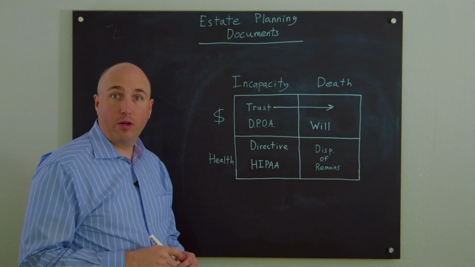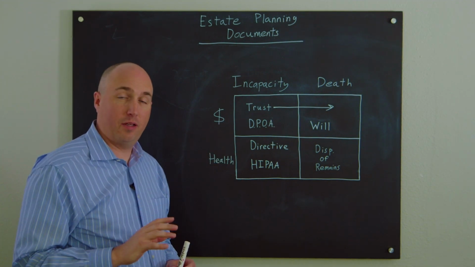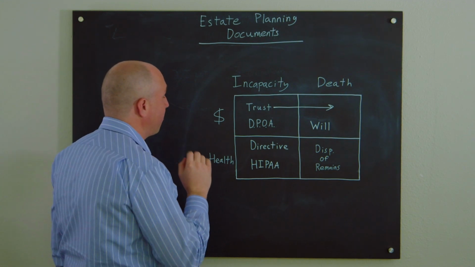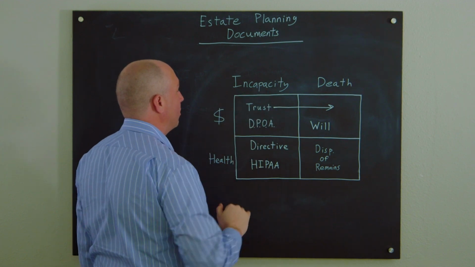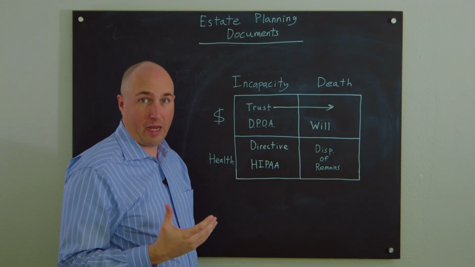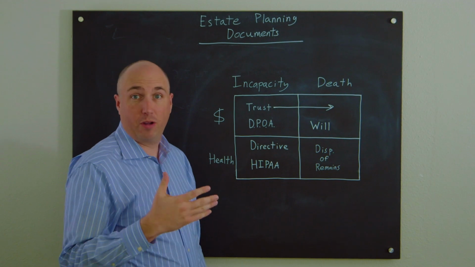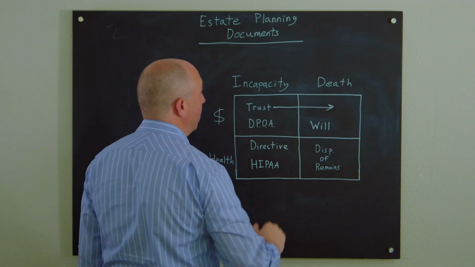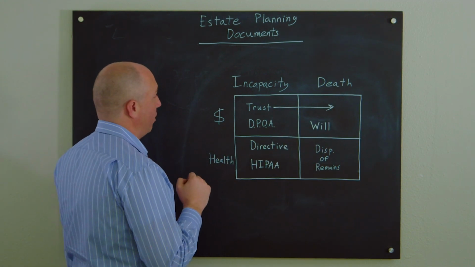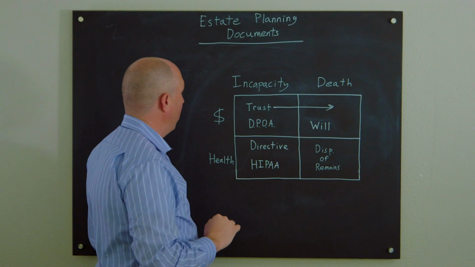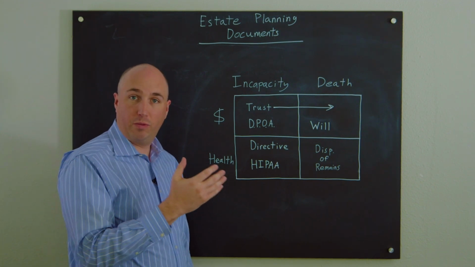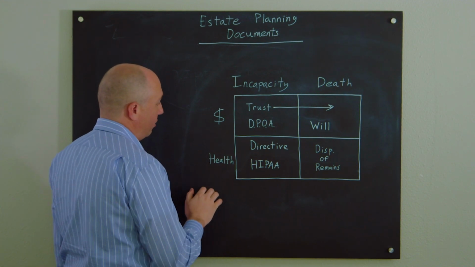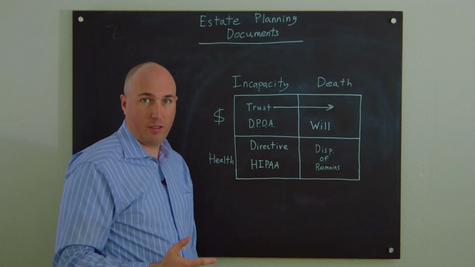I have here on the board a diagram to help us understand the different estate planning documents and when they get used. Here's how I think of the documents. We have documents in place to help us plan for mental incapacity, which is any situation where you're alive but unable to act for yourself. And we have documents in place to plan for death. We have documents in place to plan for our financial affairs, things we own, and debts or things we owe. And we have documents in place to deal with our bodies and our health and medical decisions.